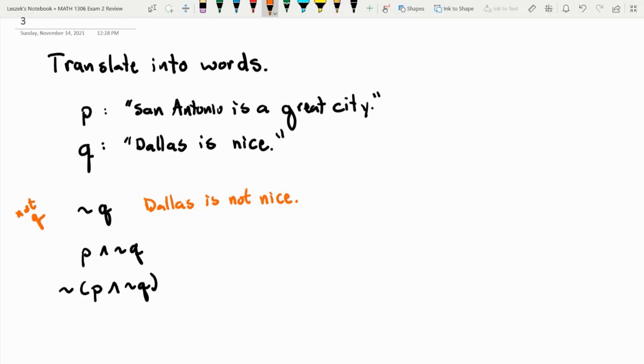So this should be pretty straightforward, right? Because you just say P is San Antonio is a great city. And so you have the conjunction, where we use the word and for that. And it's not the case that San Antonio is a great city. So not Q. So and Dallas is not nice.